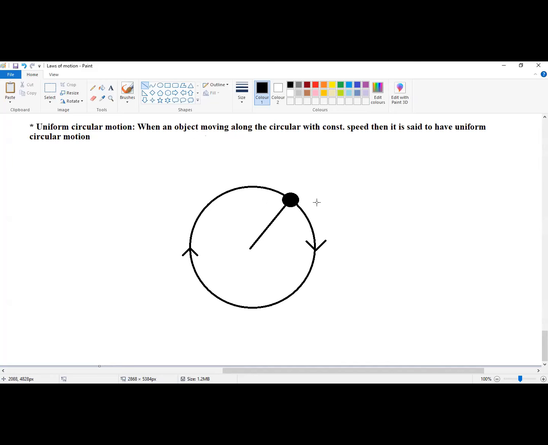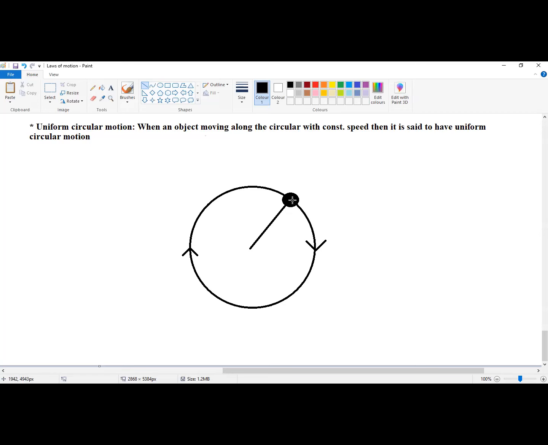Speed is constant, but the velocity keeps on changing by an equal amount in an equal interval of time. That uniform change in velocity causes uniform acceleration, as we have studied earlier. So this is a very simple and easy concept of uniform circular motion.